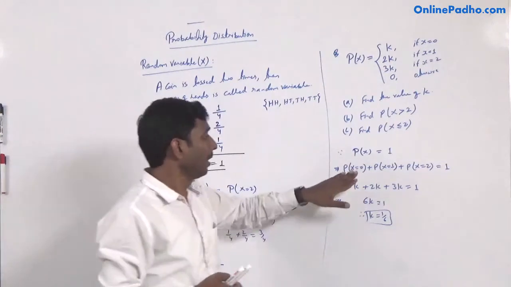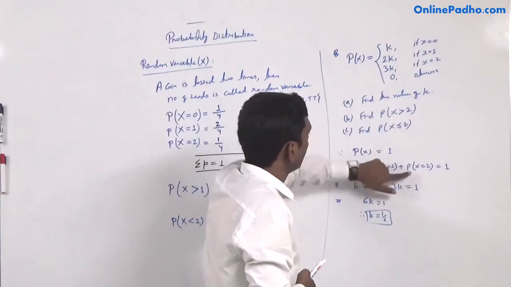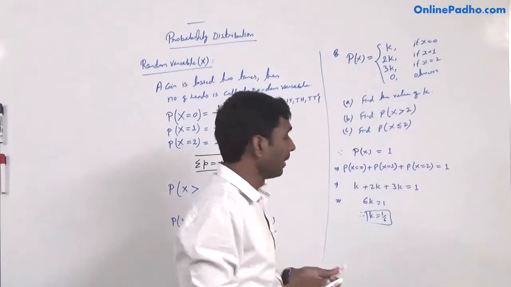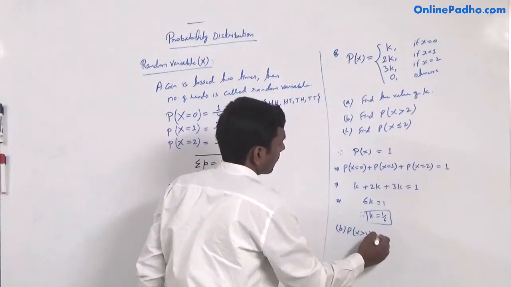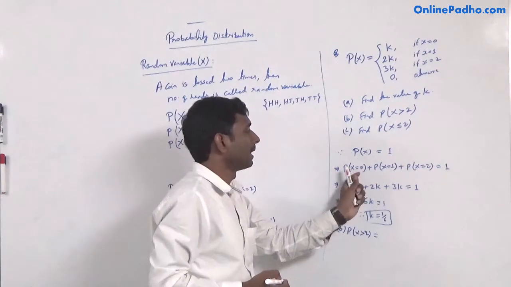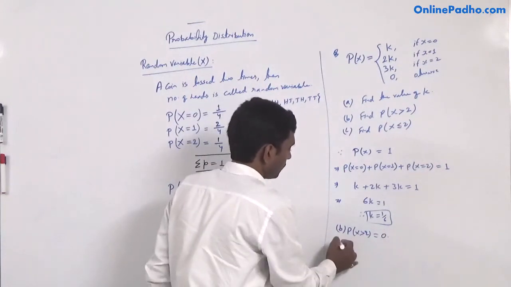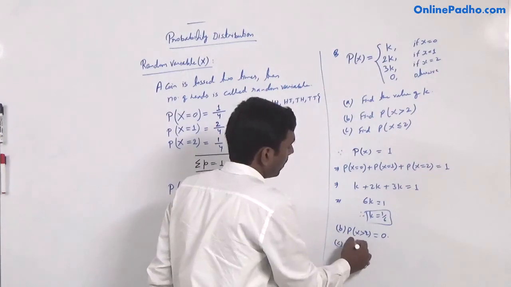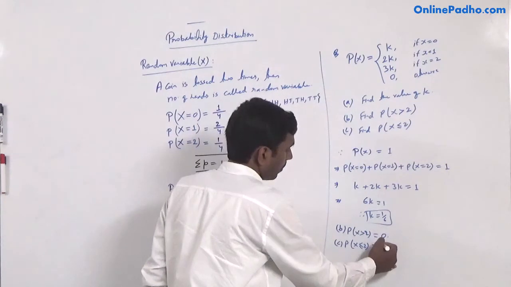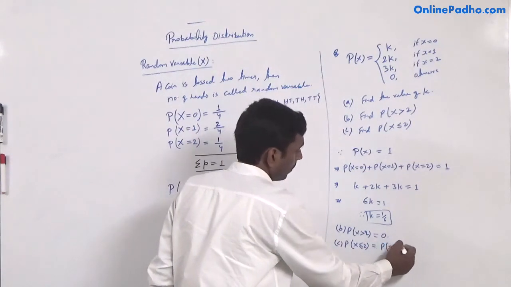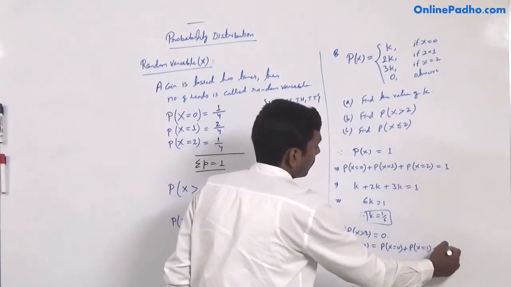Now we can say that probability of x equal to 0 is 1 by 6, x equal to 1 is 2 by 6, and probability of x equal to 2 is 3 by 6. Then second part, how can we find probability of x is greater than 2? The random variable starts from 0 and ends at 2. X greater than 2 is an impossible event, so its probability is 0. Probability of x less than or equal to 2 can be written as probability of x equal to 0 plus probability of x equal to 1 plus probability of x equal to 2.